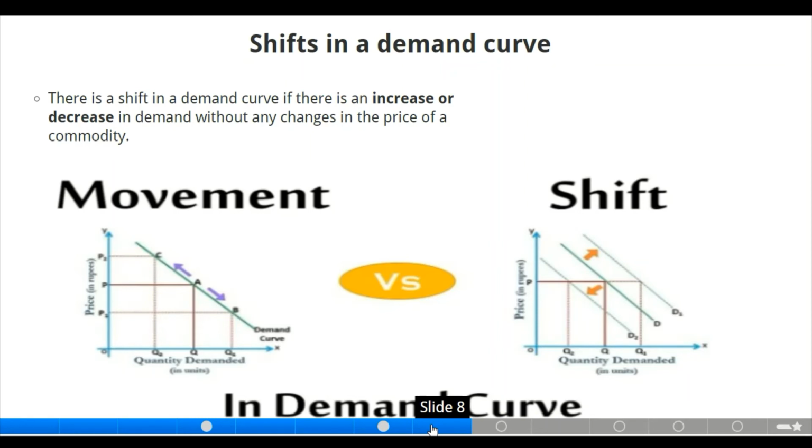But a shift in the demand curve occurs if there is an increase or decrease in demand without any change in the price of a commodity. That is, at the current price, a consumer may decide to buy less of the commodity or more of the commodity.